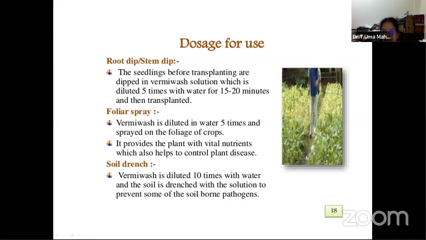Like the sanitizer sprayers we are getting now, you can take such a big sprayer, fill it with vermiwash and spray over the plants so that it gets absorbed and the plants get the nutrient supply. Or you can drench the soil, even in pots, by diluting with water 10 times and applying it to the soil like water.